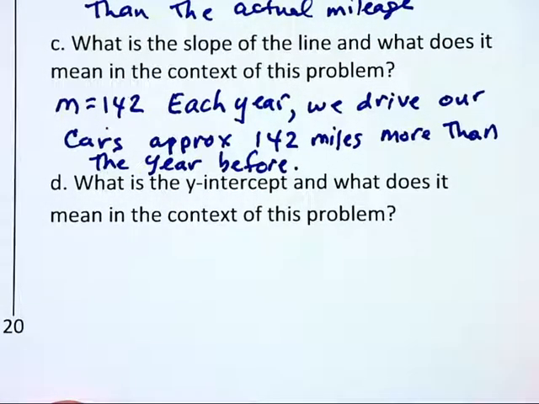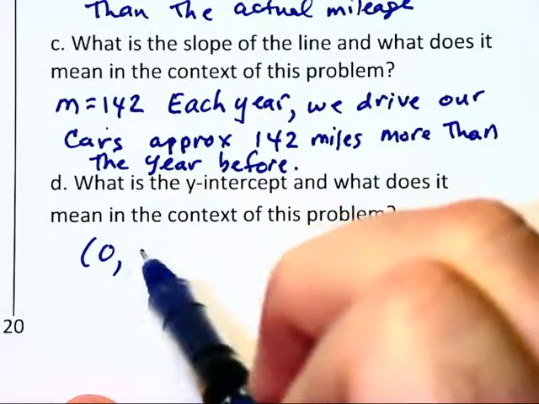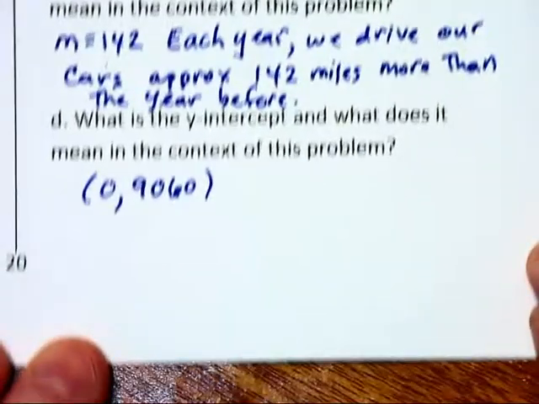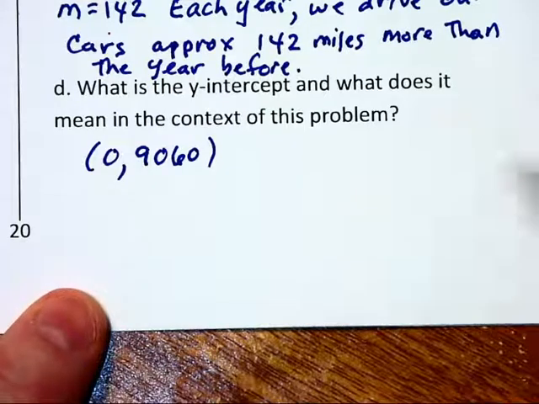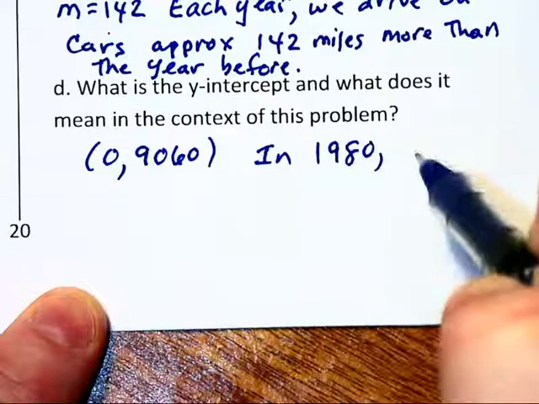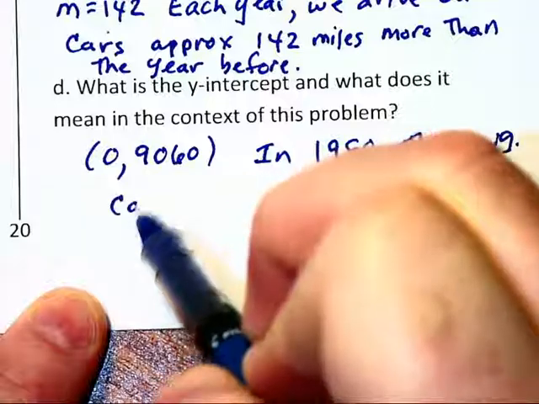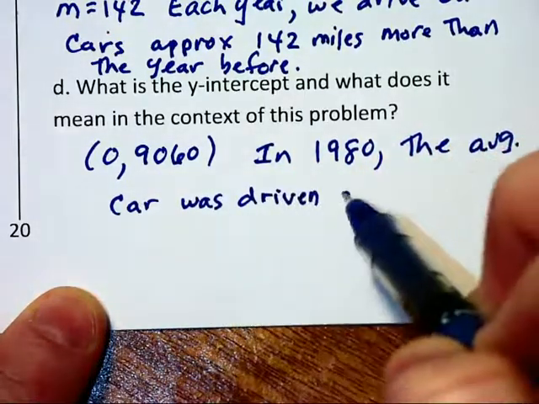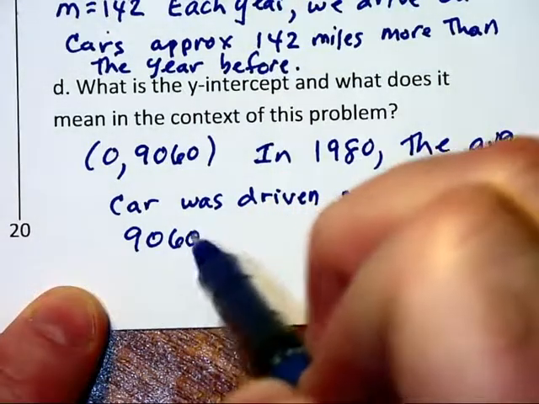Now, what is the y-intercept? Well, that is going to be 0, 9,060. And they want us to interpret it. Well, the 0 represents the year 1980. So I'm going to say in 1980, the average car was driven approximately 9,060 miles.